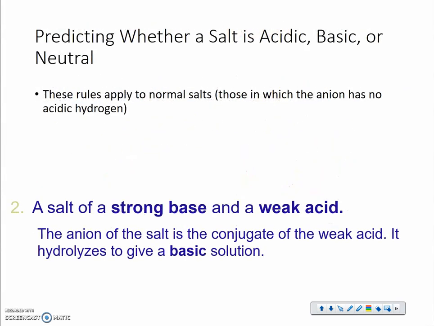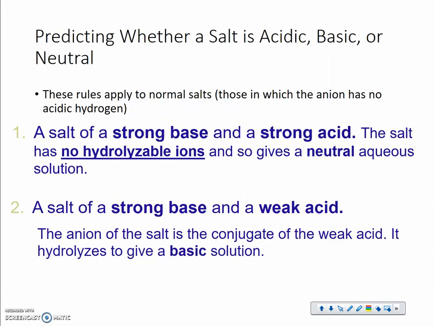In general, these are your rules. If you have a strong base and a strong acid that form from your ions, then you have a neutral solution. There's nothing that's going to form H+ or OH-. If you have a strong base with a weak acid, then it's going to give a basic solution, which makes sense, given a strong base.